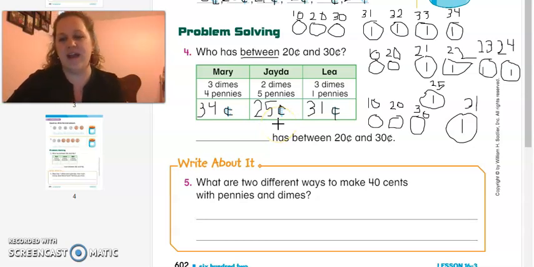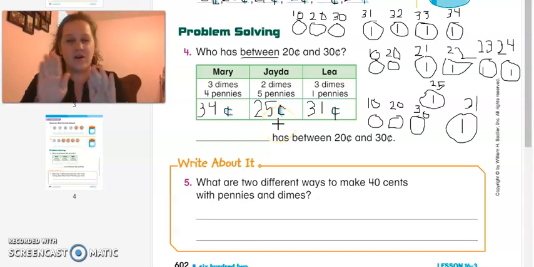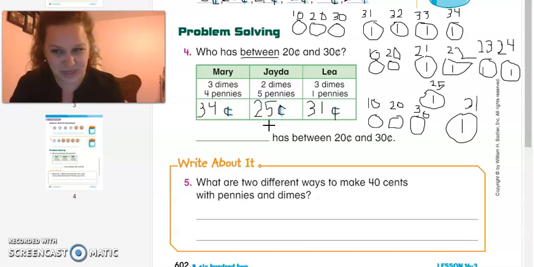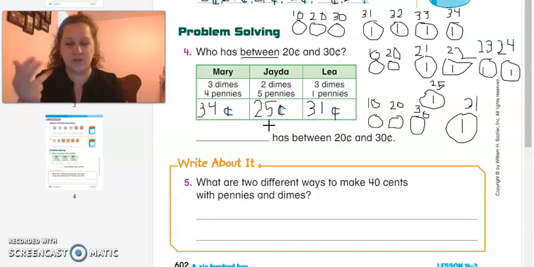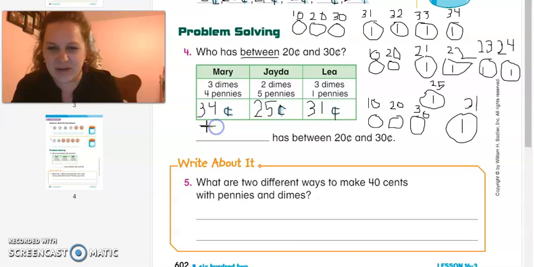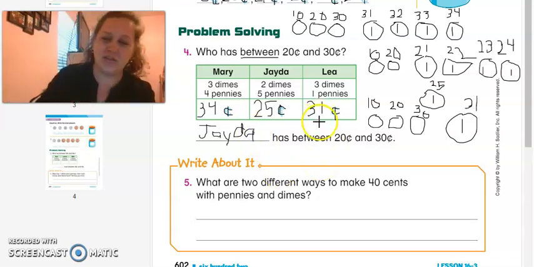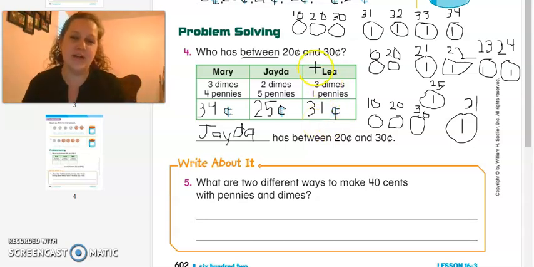Jada has 25 cents. Does that fall in between 20 and 30 cents? And the answer is yes. It does fall in between 20 and 30. 21, 22, 23, 24, 25 is in between 20 and 30. So right down here we can say Jada has between 20 and 30 cents. Leah had 31 cents, which is also bigger than 30 cents, so she didn't fall in between.